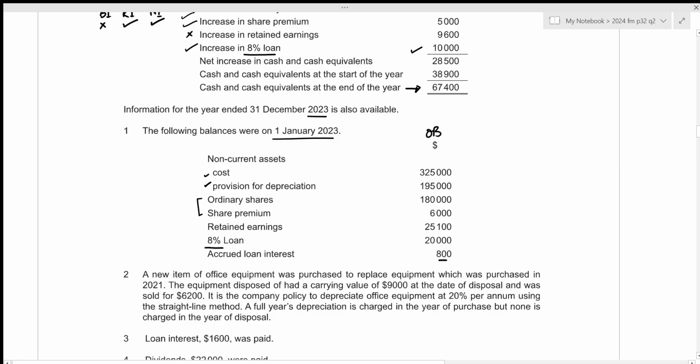For the second information, a new item of office equipment was purchased. So we know that there is a purchase of a new non-current asset, and in order to calculate the value of the purchased non-current asset, we can use our schedule of non-current asset involving the net book values. And this was purchased in order to replace the equipment which was purchased in 2021. Currently, we're talking about the year 2023. The equipment disposed of. So we also had a disposal which had a carrying value of 9,000 at the date of disposal and was sold for 6,200.